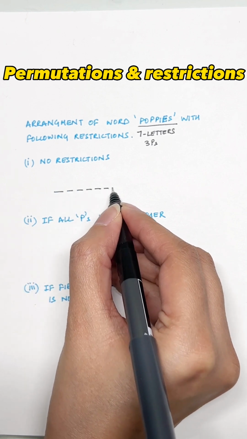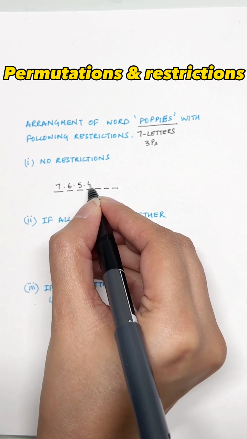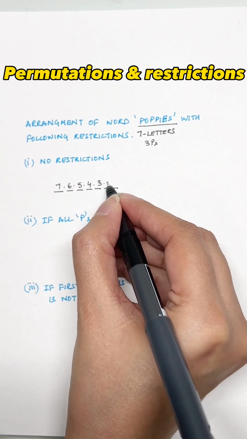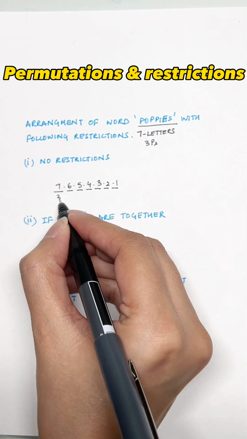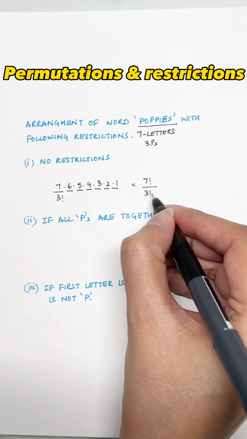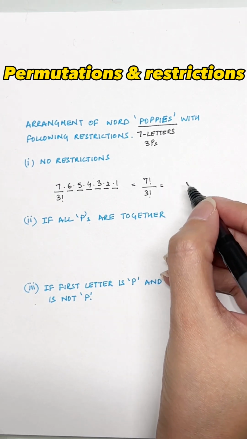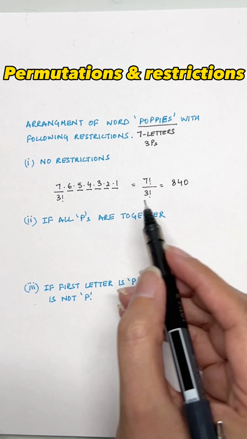You always start with putting just 7 blank dashes. Because there's no restrictions, I'm just going to start off putting 7 and then minus 1 for each digit. So 6, 5, 4, 3, 2, 1. This basically means that the answer is 7 factorial. But at the same time, you have to keep in mind that the letter P is repeated 3 times, so you have to divide the answer by 3 factorial. So you should get 840.